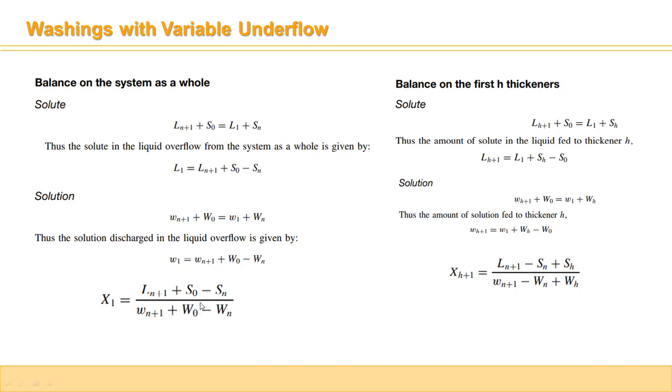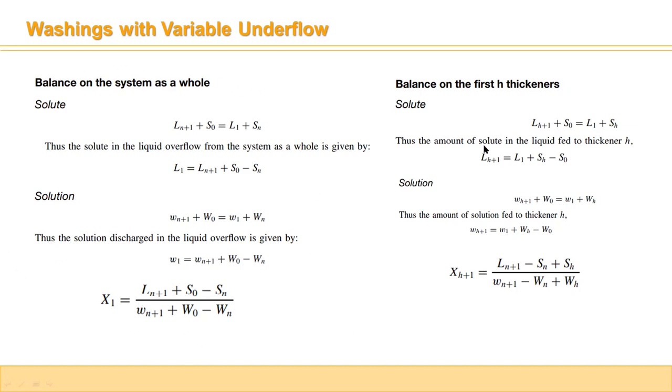Actually, it's the same concentration of solution that is also in your overflow, because the concentration of the solution in the overflow has to be equal to the concentration of the solution in the underflow. So what was done here is your L1 was divided by small w sub 1. So we copy that and we copy this and we have this. You can do this for the whole system. This is for the entire system.